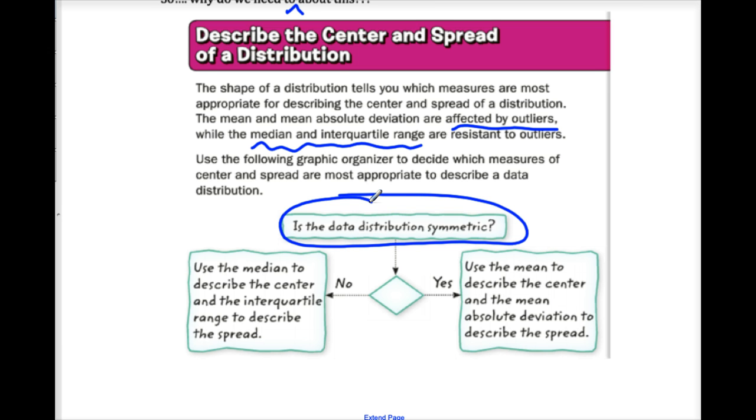Is the data distribution symmetrical? Can you guys answer yes or no when you see some data? Whether it's symmetrical or not? Yes. Hopefully. If you answer yes, you use the mean to describe the center, and then the mean absolute deviation to describe the spread. But we're not going to actually do those. And then, if you answer no, if it's not symmetrical, this is what happens most of the time. Put an arrow pointing to the left. Most of the time it's no. You're going to use the median to describe the center and the interquartile range to describe the spread.